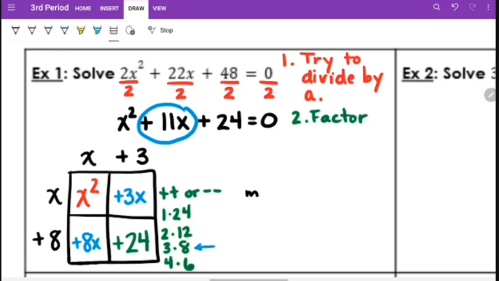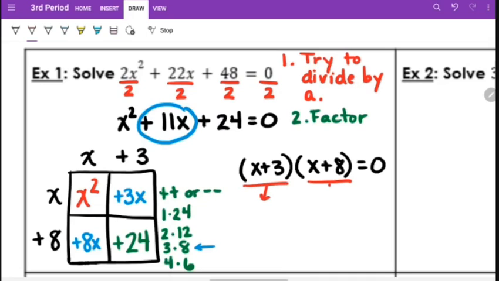All right, so take a moment to finish this problem out. We need to rewrite this in factored form. X plus 3, x plus 8 equals 0. And then you're going to end up with two different roots. I'm going to do this the long way. Since we have two factors that are multiplied together and they equal 0, we know that at least one of these has to be 0.